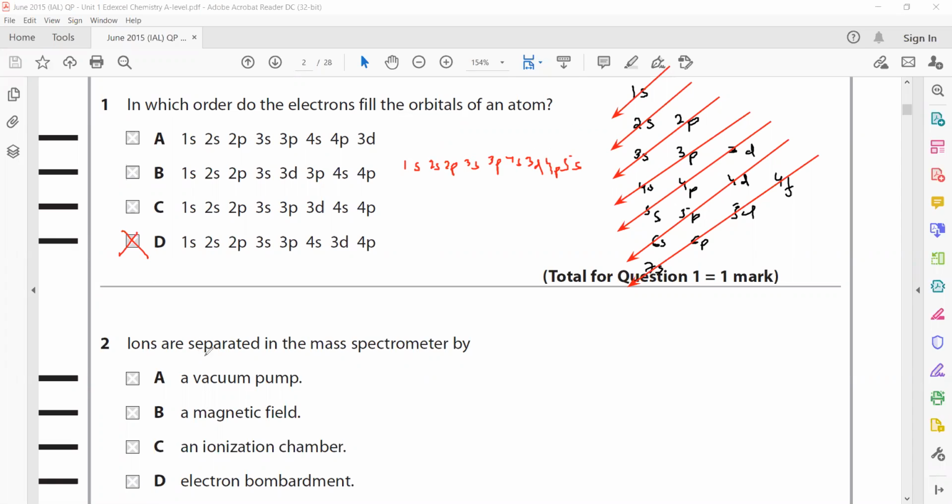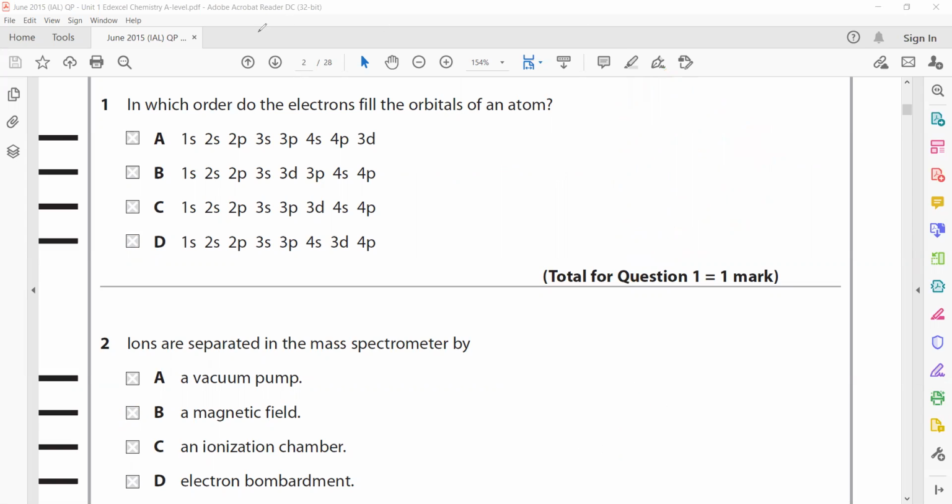The second question: ions are separated in the mass spectrometer by a magnetic field. Why a magnetic field? Because when these ions enter, they have different mass to charge ratios. The one with a smaller mass to charge ratio will deflect more, and the one with a higher mass to charge ratio will deflect least. So due to the magnetic field, they are deflected from their path.